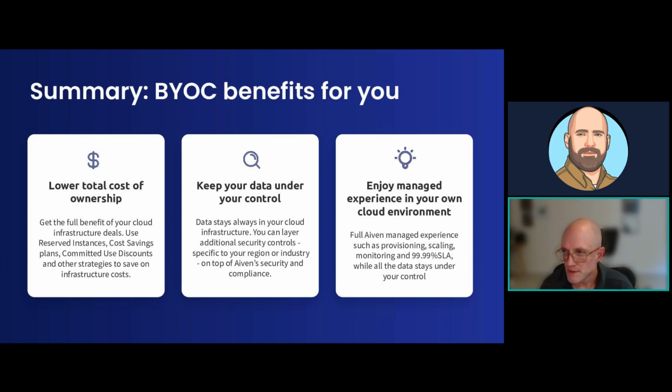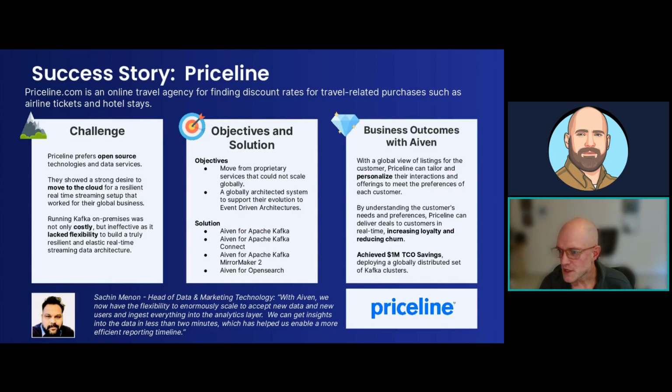So let's jump into the next part. We're going to get into some more fun here before I jump into the demo, and I'm being conscious of time. But we're going to start with a narrative that we've built out around one of our customers. And this narrative is available as a customer story on our public website at ivan.io. It involves Priceline. The customer showed us a very high propensity for leveraging open source data services, as well as a strong desire to move to the cloud for resilient real-time streaming capabilities that could be supported on a global scale. They were running Kafka on-prem, and it had proven not only costly, but it lacked the flexibility they needed to deliver on these global deployment requirements.